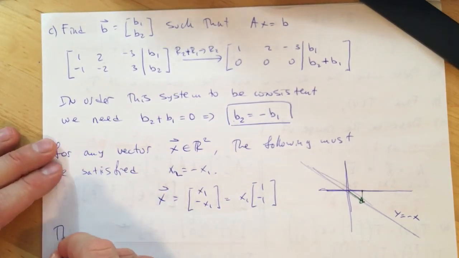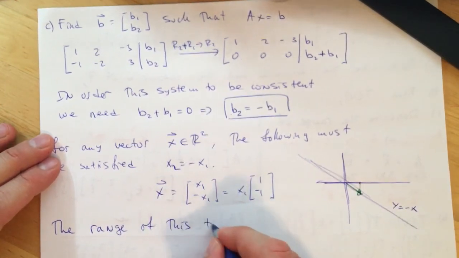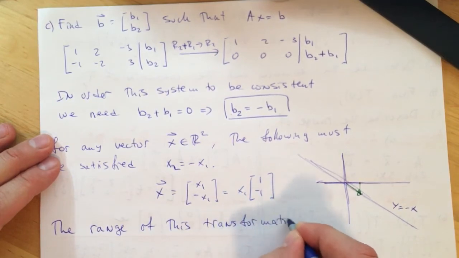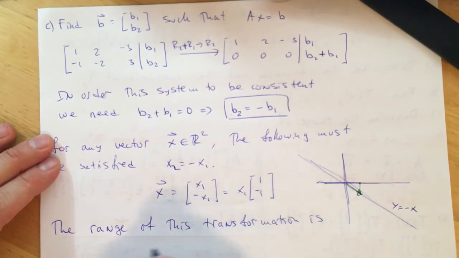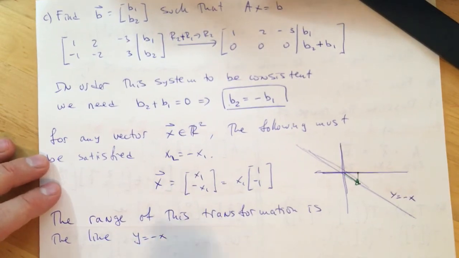So the range of this transformation is the line y is equal to negative x, or x2 is equal to negative x1.